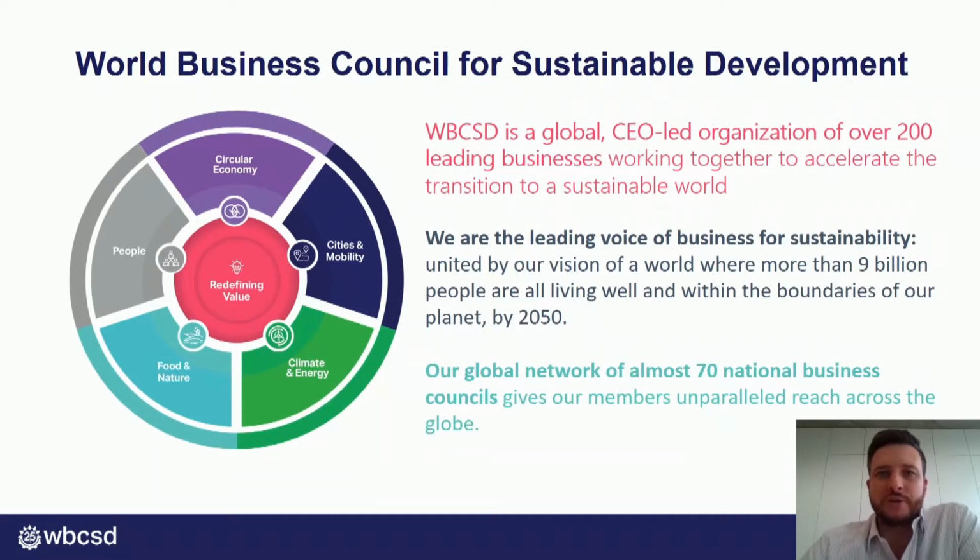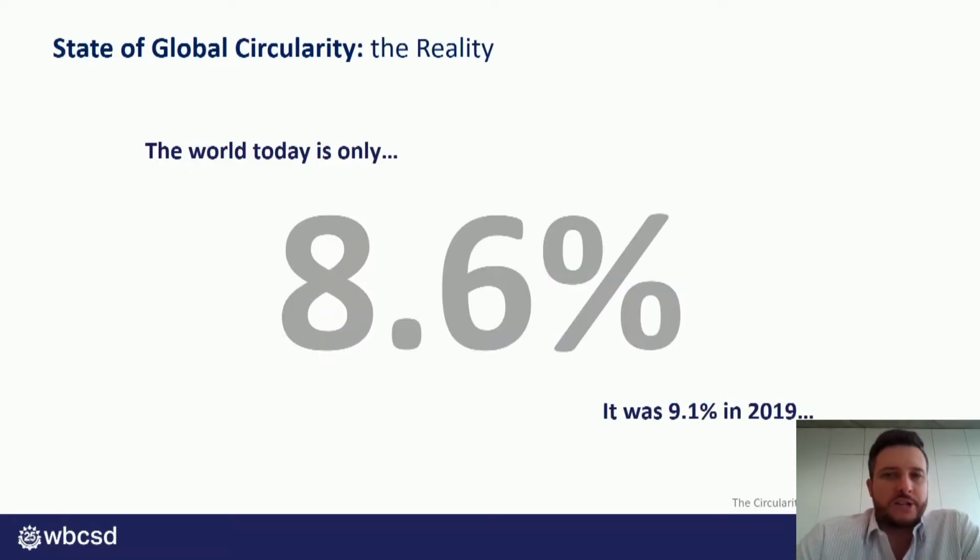First, an introduction to WBCSD. We are a global CEO-led organization of over 200 leading businesses working together to accelerate the transition to a sustainable world. We are the leading voice for business in sustainability, and we are united by our vision of a world in which more than 9 billion people can live well within the means of the planet by 2050. We use our global network of almost 70 national business councils, and they work with us on a number of different projects and programs and implementation across the globe. And the shift to circular economy.